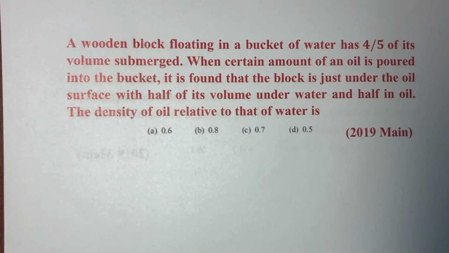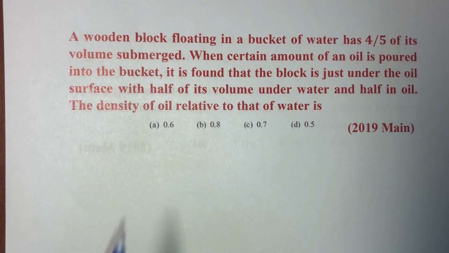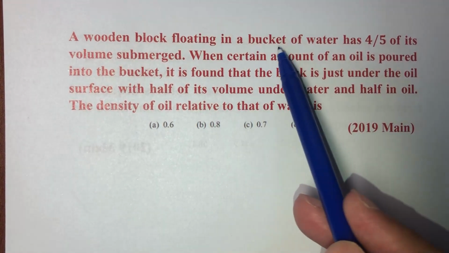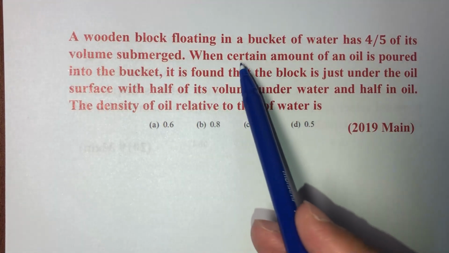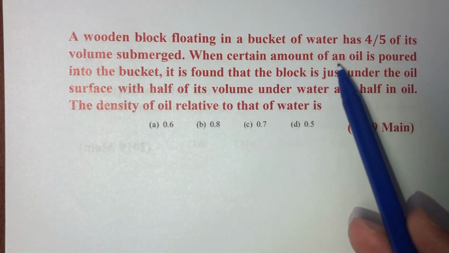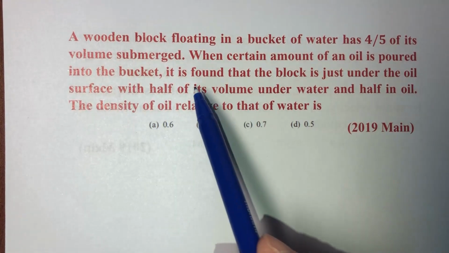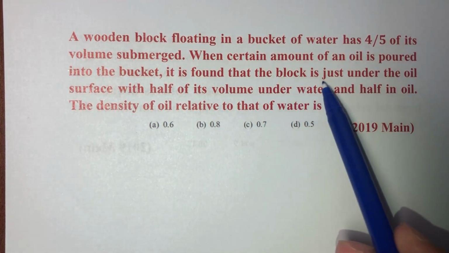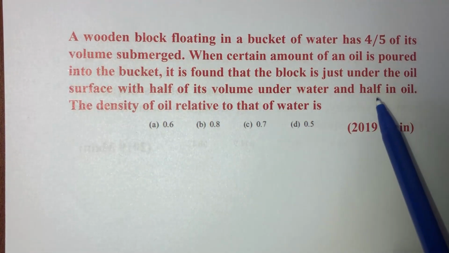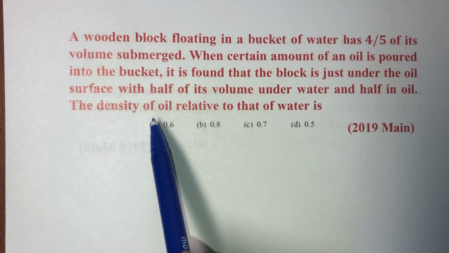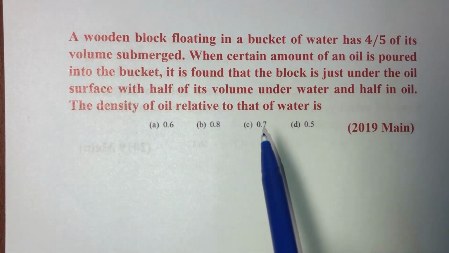Hello friends, in today's question, a wooden block floating in a bucket of water has 4 by 5 of its volume submerged. When a certain amount of oil is poured into the bucket, it is found that the block is just under the oil surface with half of its volume under the water and half in the oil. The density of oil relative to the water is.